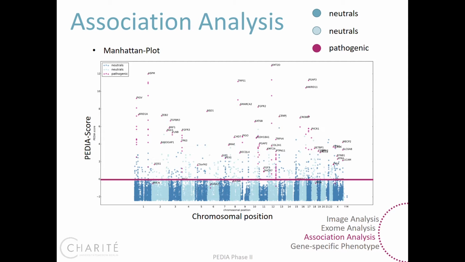used for weighting. In the second step of the PEDIA study, we aim at identifying novel disease genes by phenotype matching. By this means, we intend to increase the test strength in an association study, and I would like to illustrate this concept in the following example.